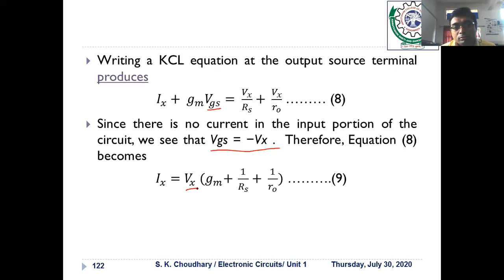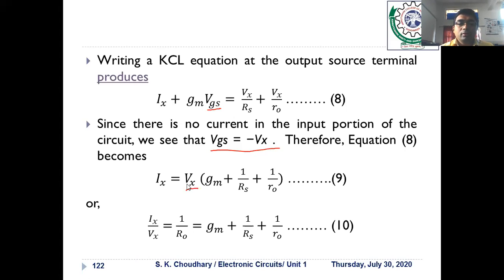Now modify this equation again. Ix upon Vx is nothing but the inverse of the output resistance R0, that is Vx upon Ix actually. So here we can write 1 upon R0 equals gm plus 1 upon Rs plus 1 upon R0. Can anyone tell me what information is coming out from equation number 10? Please unmute yourself and tell me the answer.